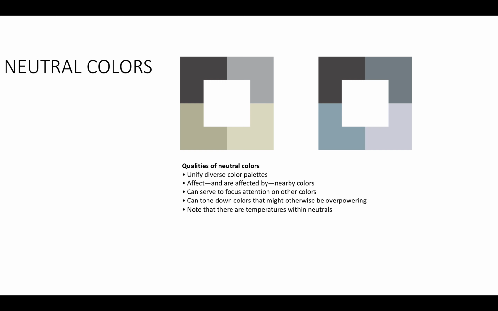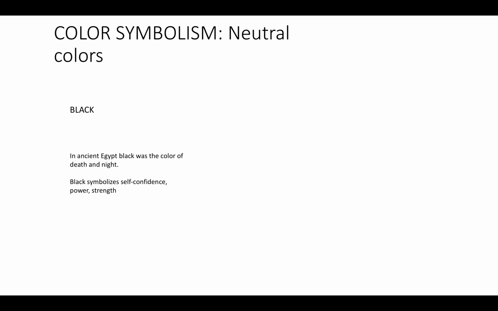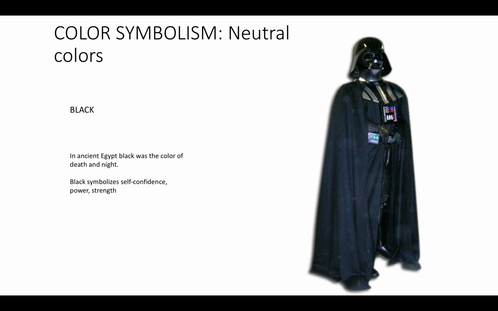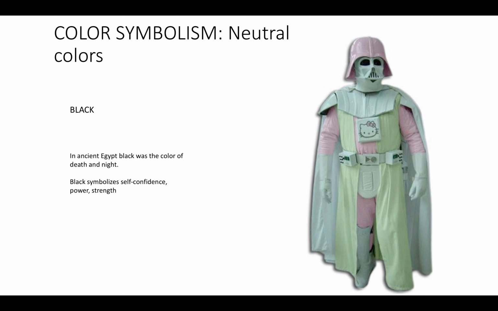They affect and are affected by nearby colors, and they can also serve to focus attention on other colors. They can tone down colors that might be overpowering. Neutrals, generally, are black, white, gray, brown, ivory, beige, those types of colors. In ancient Egypt, black was the color of death and night. It's also a symbol of self-confidence, power, and strength. Darth Vader is a typical example of that. He's all black for the most part, but if he were a different color, he wouldn't have the same effect.